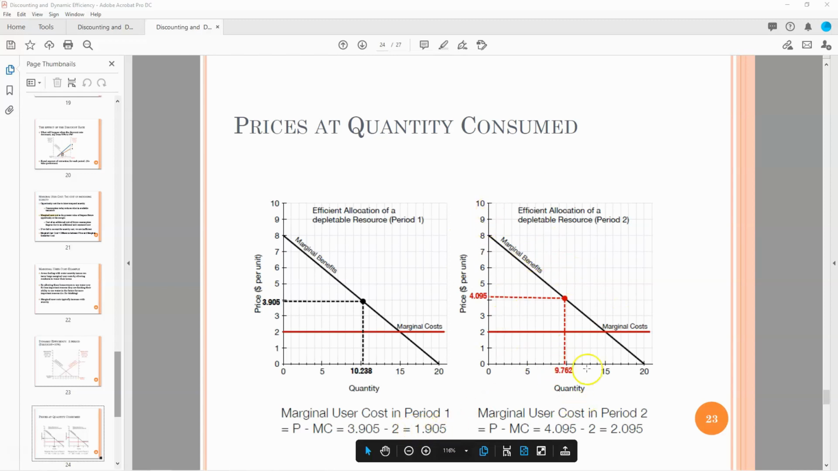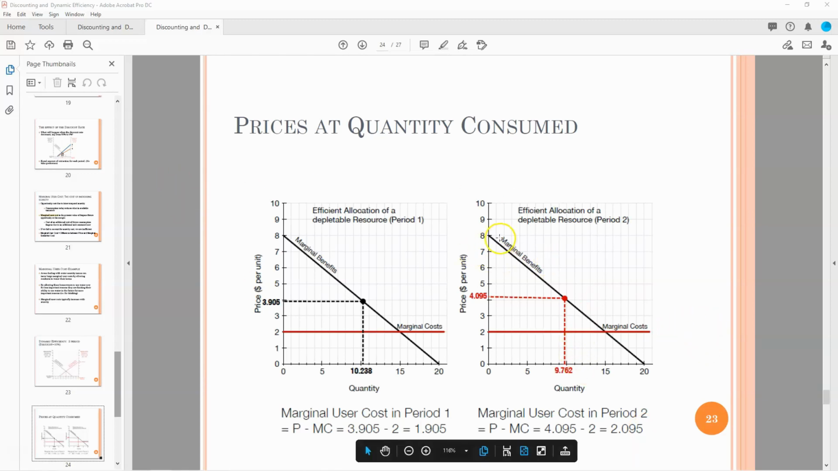And then let's think about the case in period 2. So in period 2, suppose we consume 9.762, and then the corresponding price is 4.094095, and the marginal cost in period 2 is still 2. So that means the marginal user cost, the difference of the price and marginal cost, is equal to 2.095.